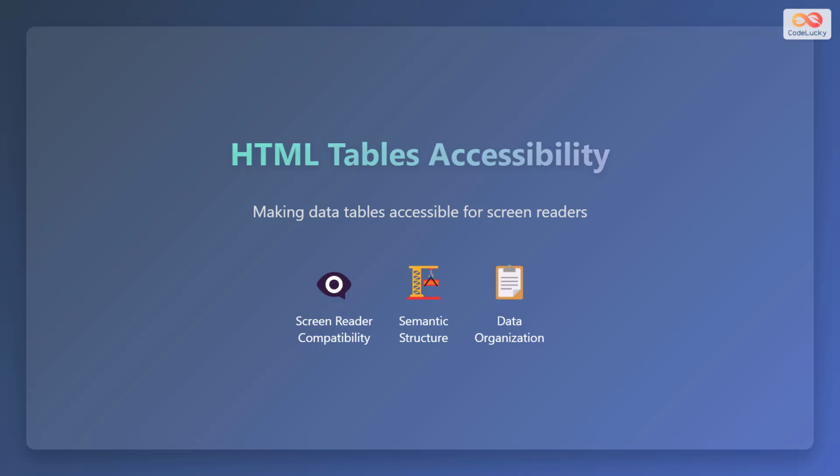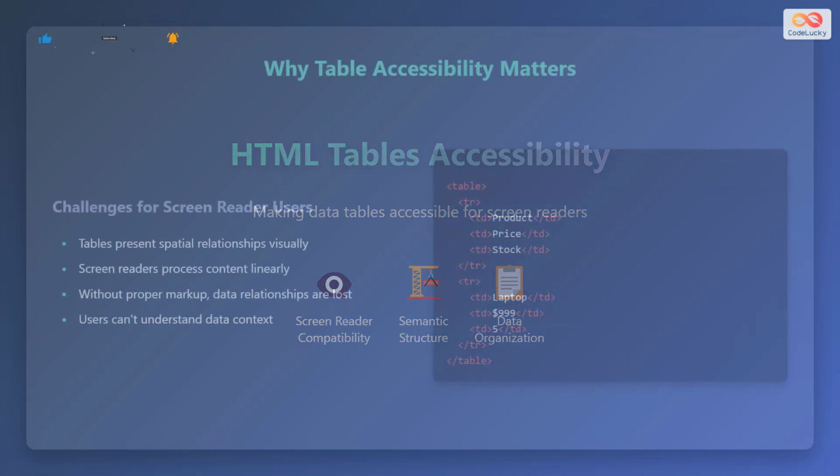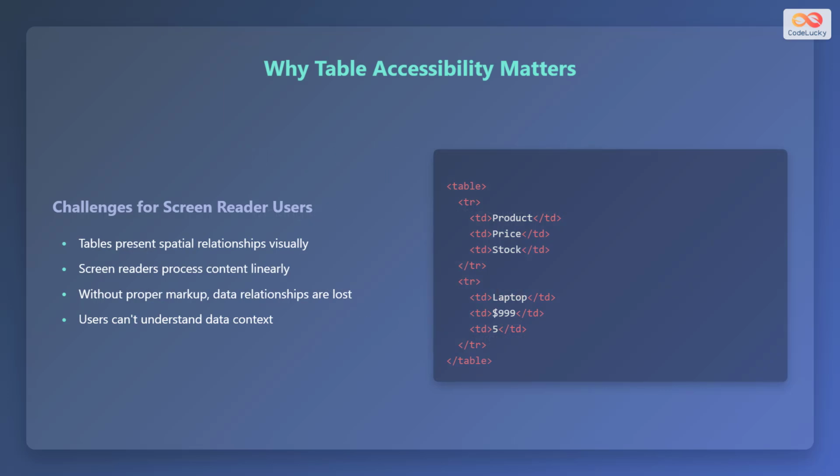This video is about HTML tables accessibility and how to make data tables accessible for screen readers. The key elements include screen reader compatibility, semantic structure, and data organization. Accessible tables are crucial because tables present spatial relationships visually, which poses a challenge for screen reader users who process content linearly. Without proper markup, data relationships are lost, hindering users' ability to understand the data context.